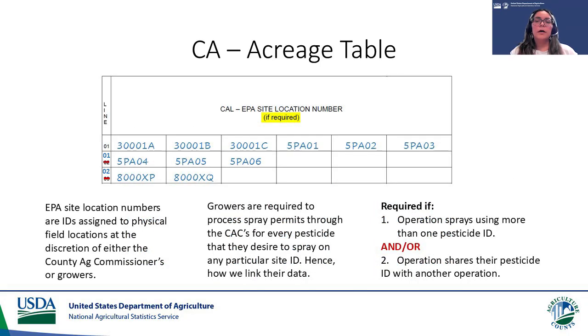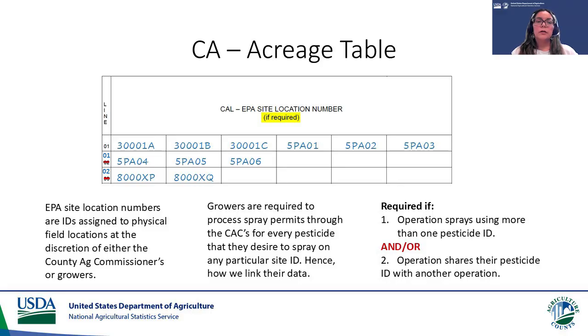And here's an example of how to complete the site location numbers on page 7. These site IDs will ultimately allow us to sort out which chemicals were sprayed on what specific crops for a specific operation when they use multiple IDs or share their IDs. So let me describe more information regarding the EPA site location numbers.